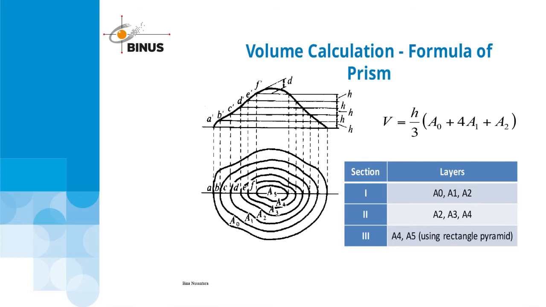Section 1, using the areas A0, A1, and A2. Section 2, using the areas A2, A3, and A4. For section 3, as there are only 2 layers of area left, you can use the formula of rectangle pyramid for A4 and A5. The total volume will then be calculated by adding the volumes of section 1 until section 3.